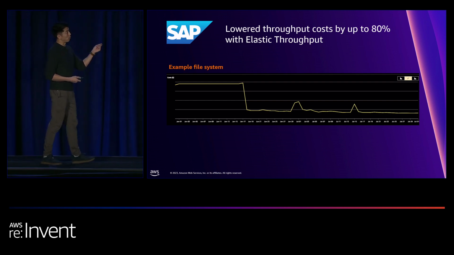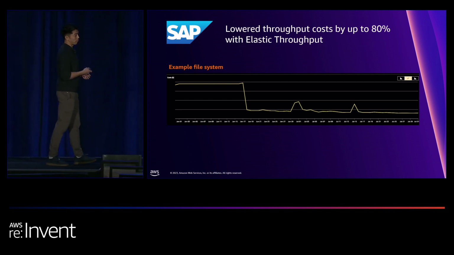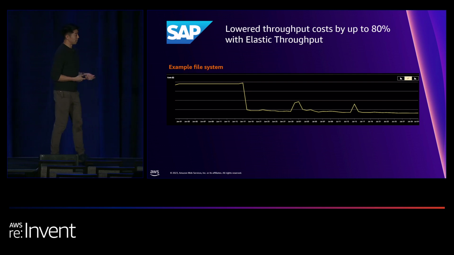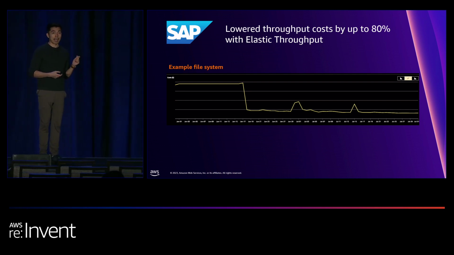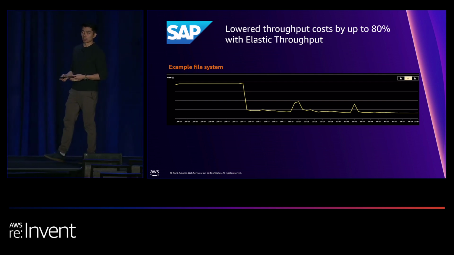So this is an example file system, the cost that they were paying for throughput on that file system. And you can see a precipitous drop as soon as they activated Elastic Throughput. And so they reduced their cost by 80% without impacting their application performance at all.